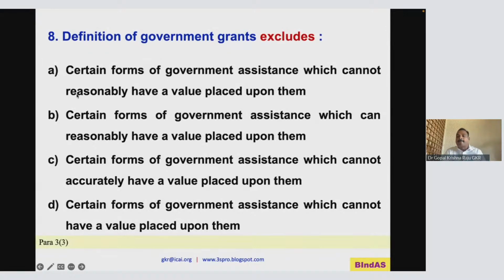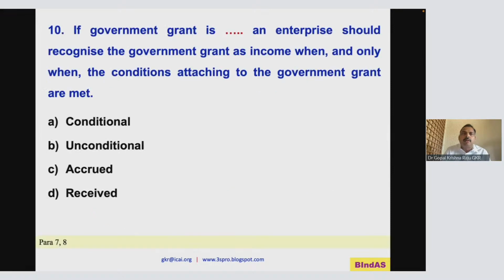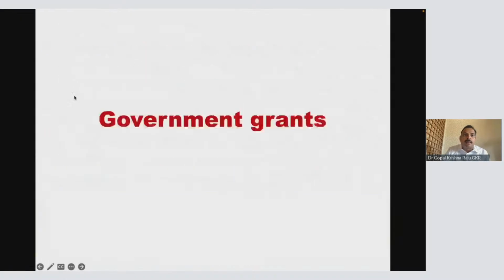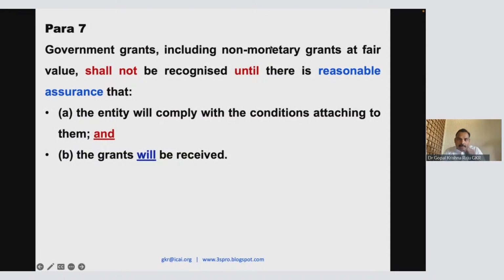So 8A. Okay, good. Now I'll take one more question. If government grant is dash, an enterprise should recognize a government grant as income only when the conditions attached to the government grants are met. So I'll take you to para number 7 and 8. Look at para 7. Government grants shall not be recognized until there is reasonable assurance that the entity will comply with the conditions and the grants will be received. Then only you will bring it in.